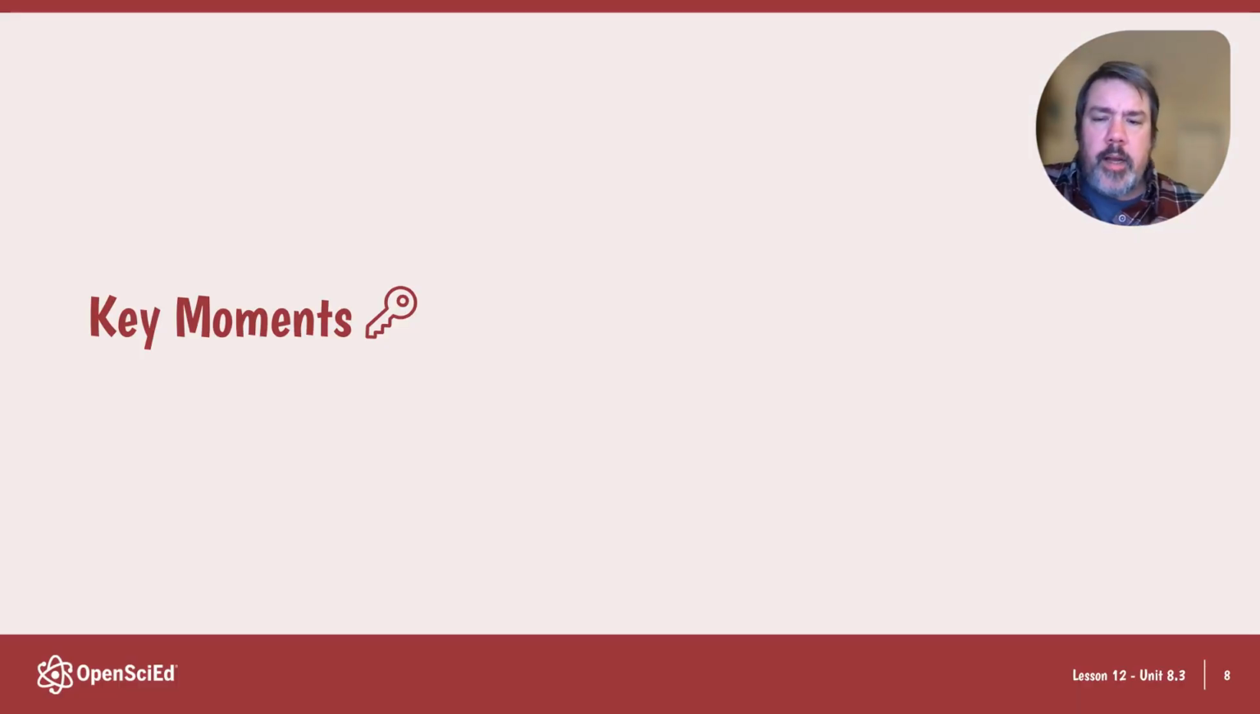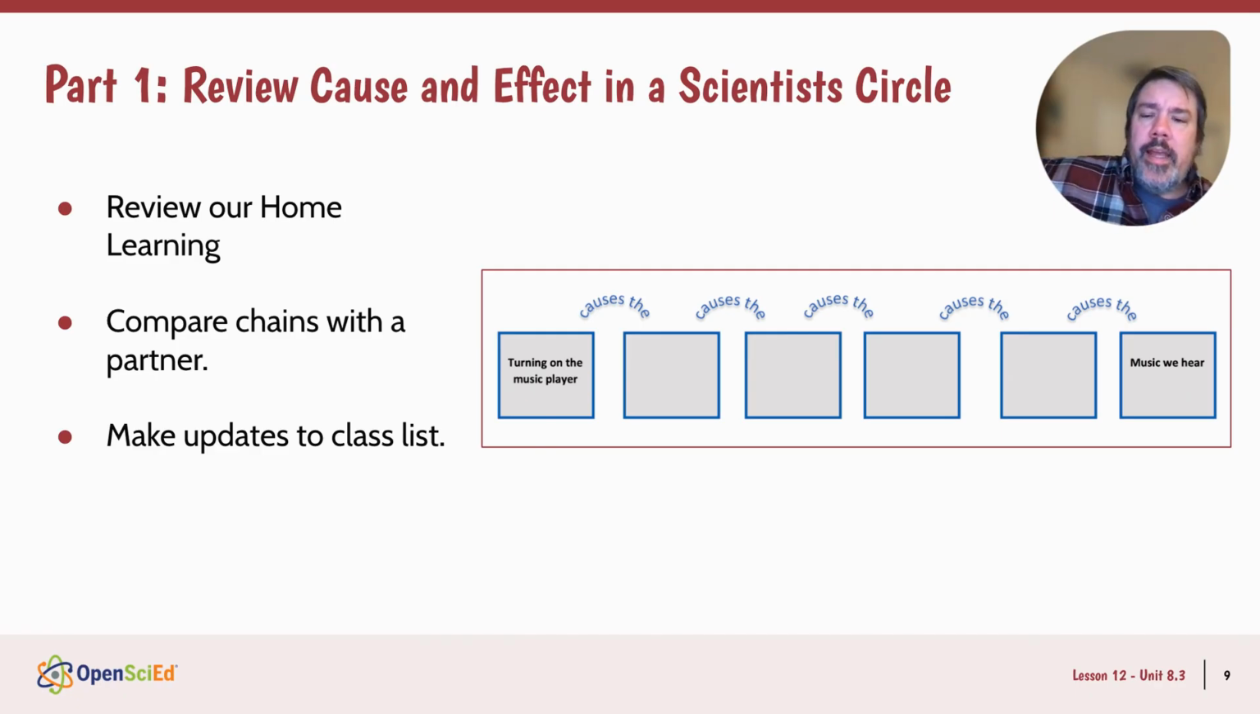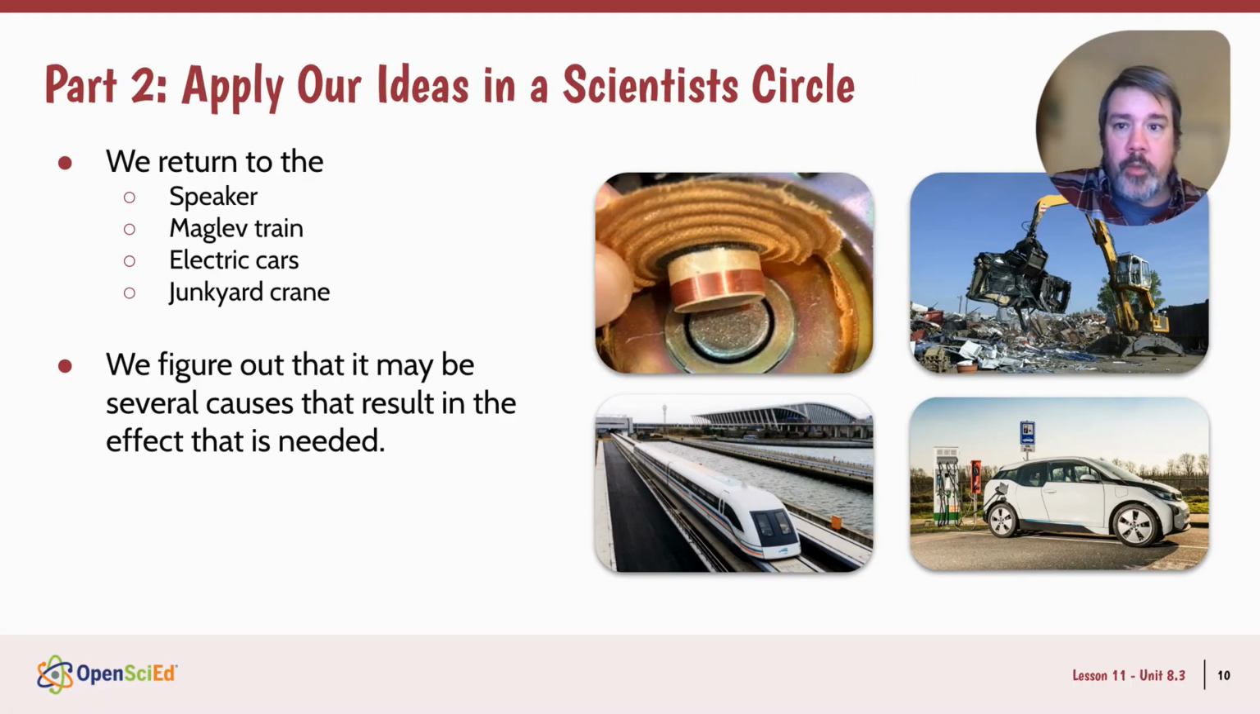So let's take a look at a couple of key moments. In part 1, we're going to review a cause and effect chain that we did for home learning from the previous lesson. We're really trying to put everything together about the speaker. We're going to compare some chains with a partner, and then we're going to update that class cause and effect tracker that we've been doing. Super important, because we're going to use that later on for our assessment.